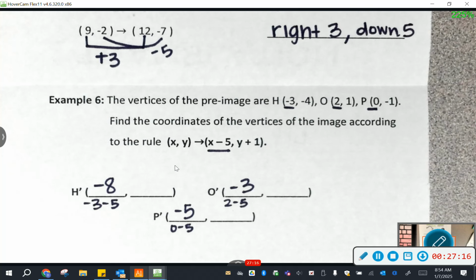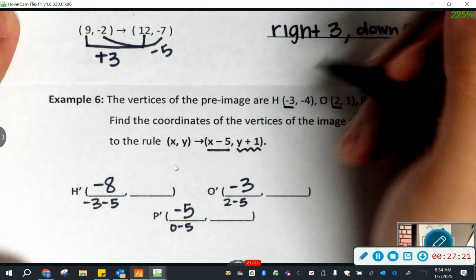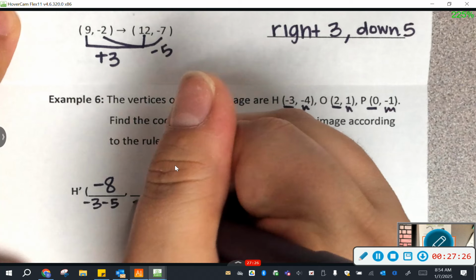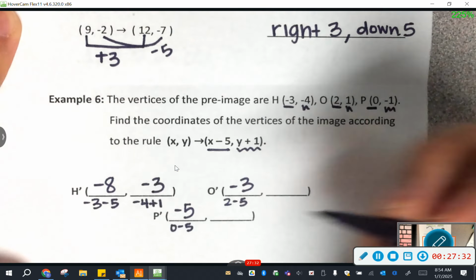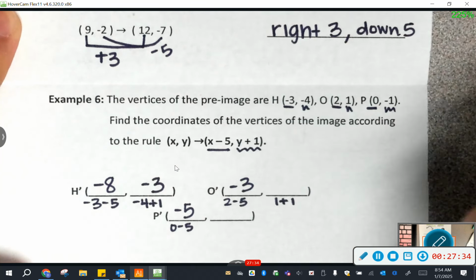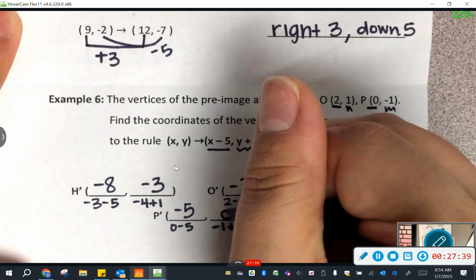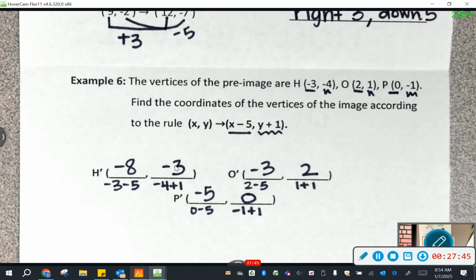Okay, now what am I going to do to my y's? It says add 1. So I'm going to take all of these y's and add 1 to them. -4 plus 1. What's -4 plus 1? What is 1 plus 1? And what is -1 plus 1? 0. That one was a little weird. Can I re-explain or can I answer any questions about it? No questions?